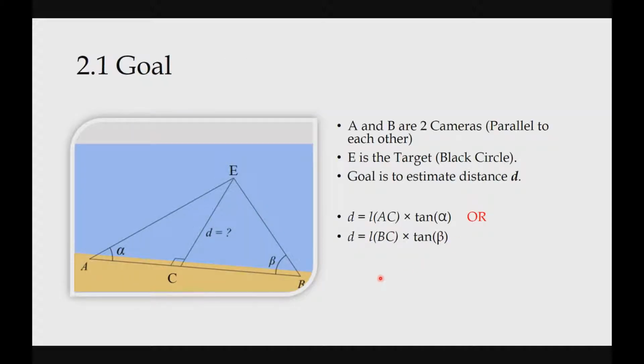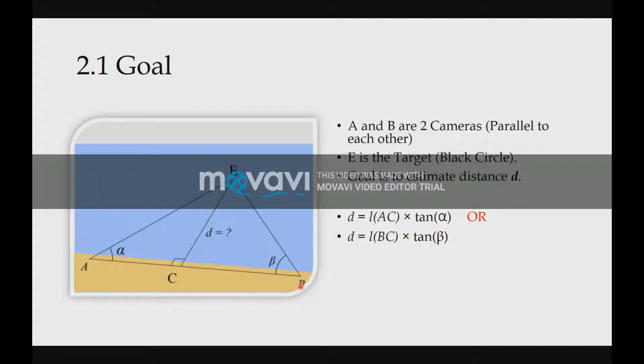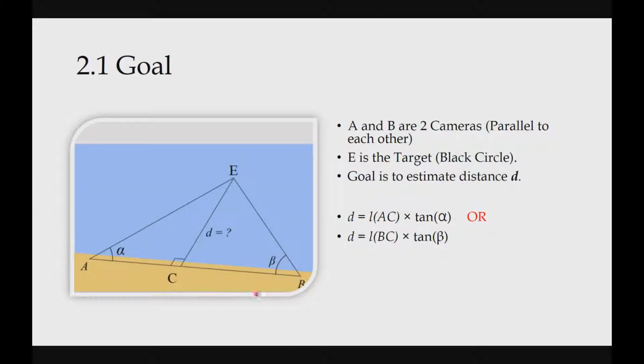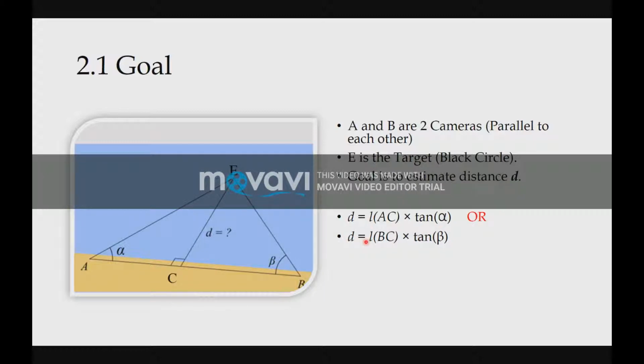First, let us understand the goal of this project. There are 2 cameras at point A and point B. Point E is the target, which is a black circle on white paper. The goal is to find distance d such that line EC is perpendicular to line AB. Distance d can be calculated by knowing either alpha or beta. Distance d is length AC multiplied by tangent of alpha. Also distance d is length BC multiplied by tangent of beta.